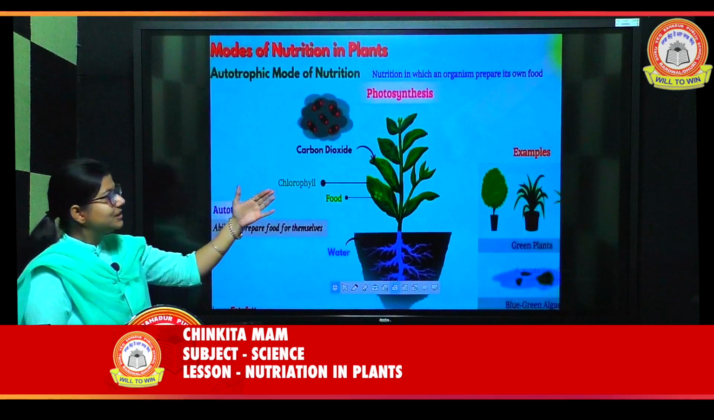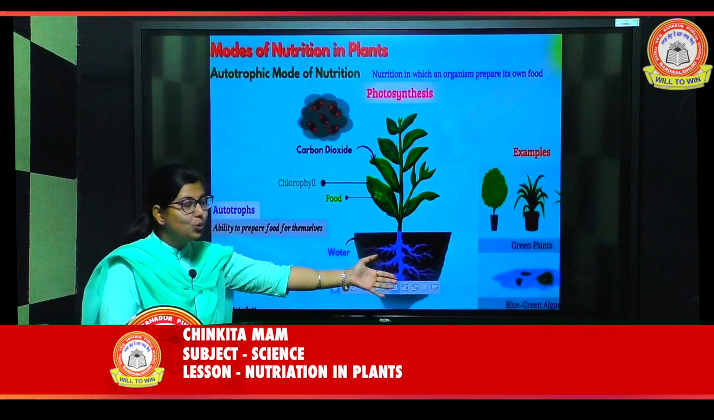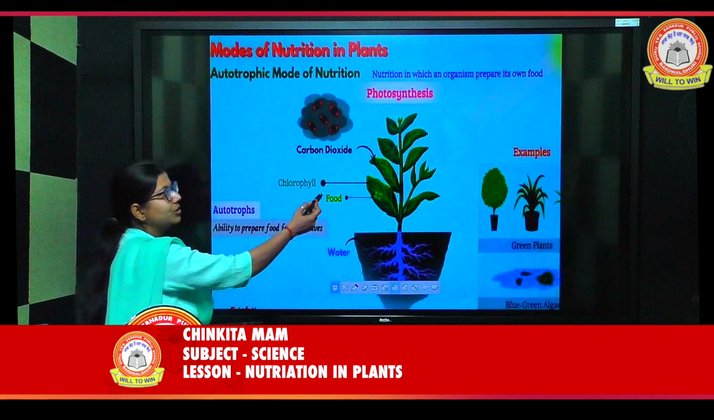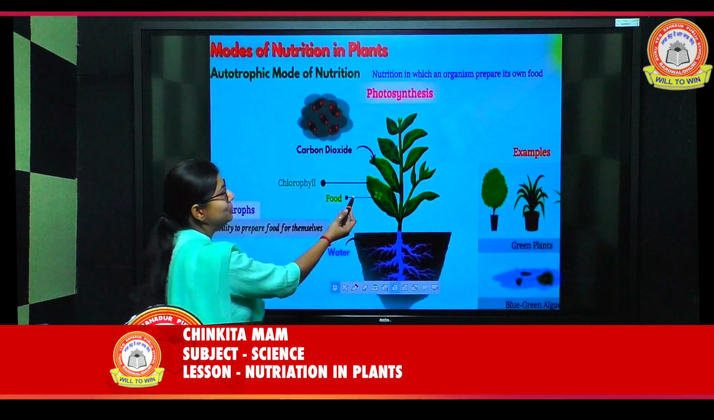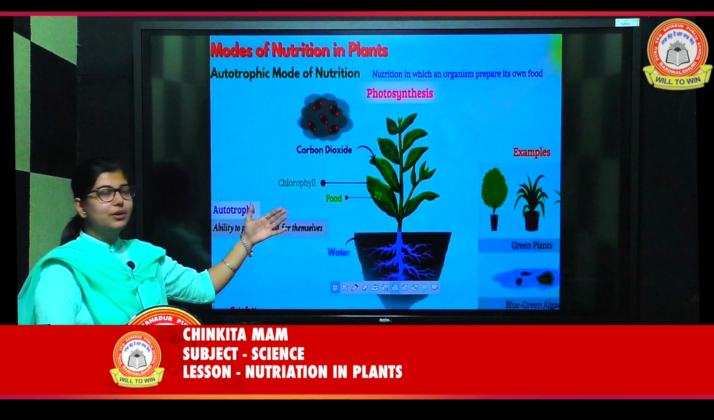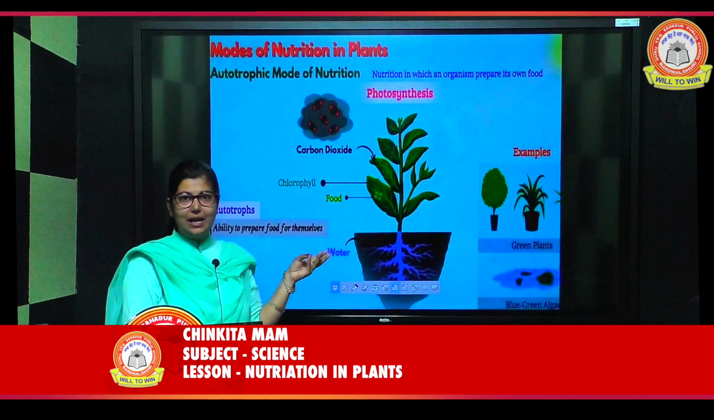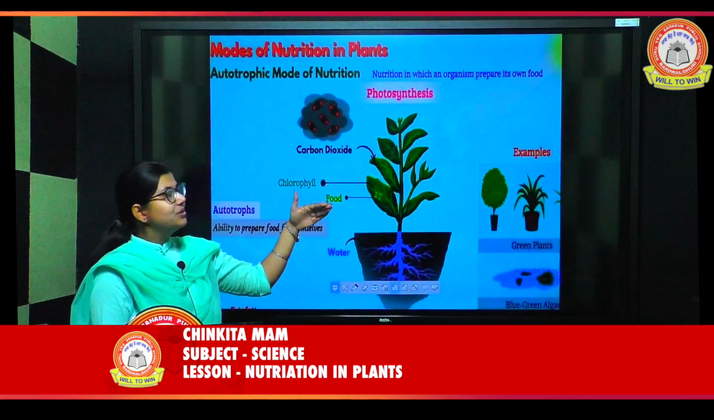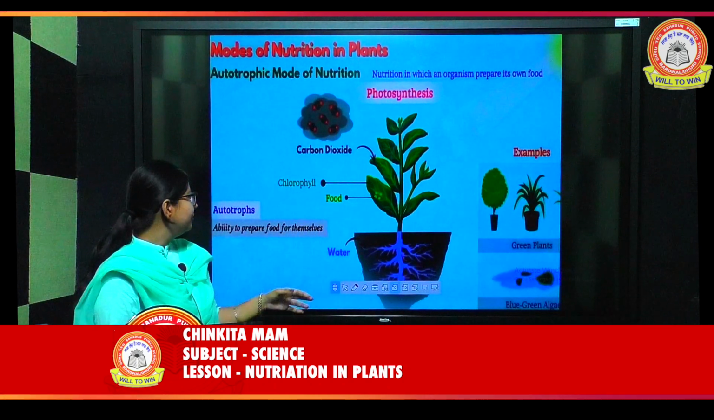As you know, the examples are green plants, root green algae, and in these green plants, the process of photosynthesis takes place. In this, as you know, plants prepare their food with the help of sunlight, carbon dioxide. So they carry on the process of photosynthesis to prepare their food. Fine.